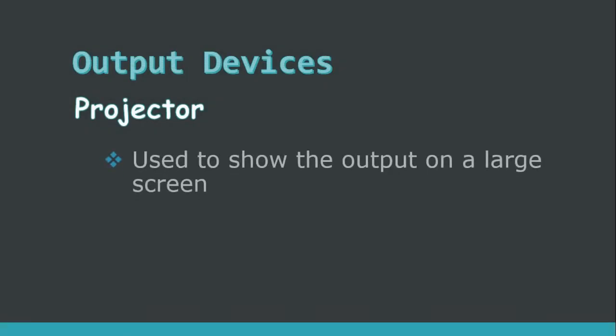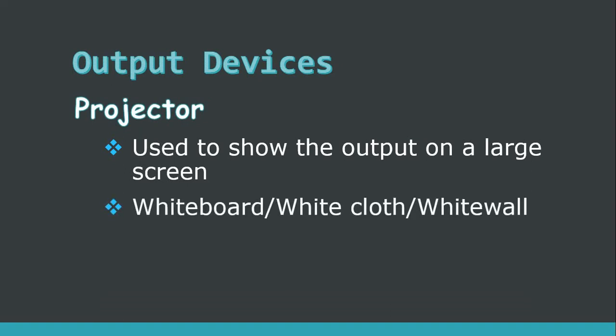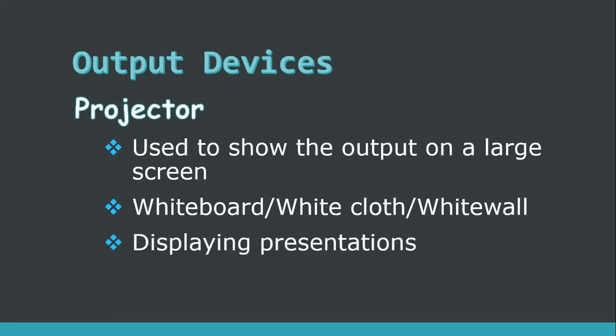Next, projector. A projector is used to show the output on a large screen. The screen can be a whiteboard, white cloth or even a plain white wall. It is commonly used for displaying presentations.